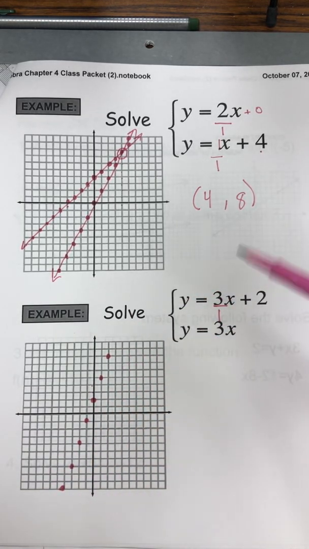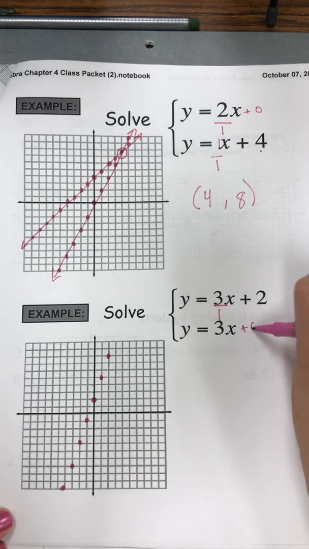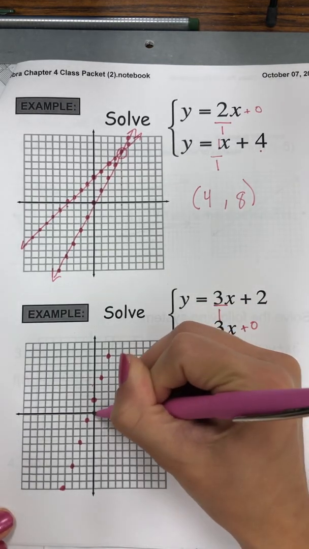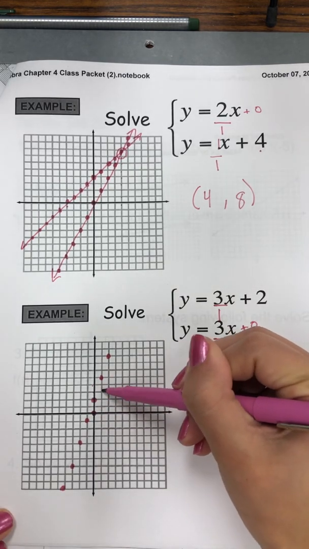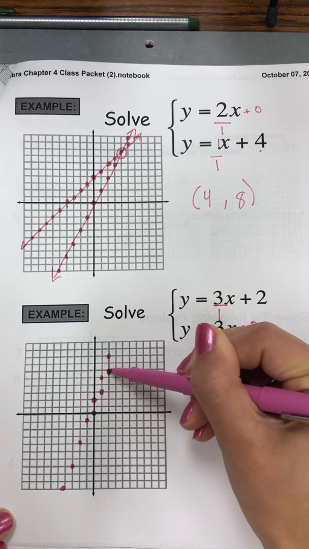Now, for my bottom equation, it's y equals 3x plus 0 technically. So I'm going to start at 0. And again, it's positive 3 over 1. So up 3 to the right 1. Up 3 to the right 1.